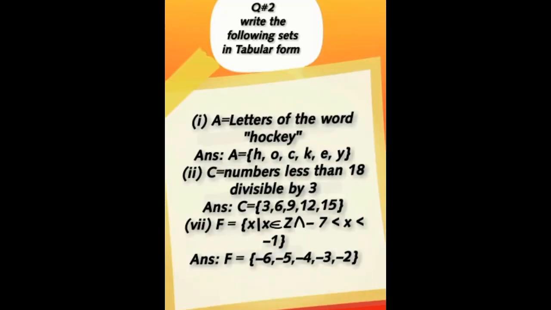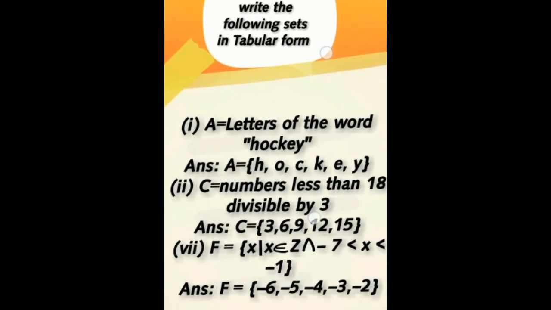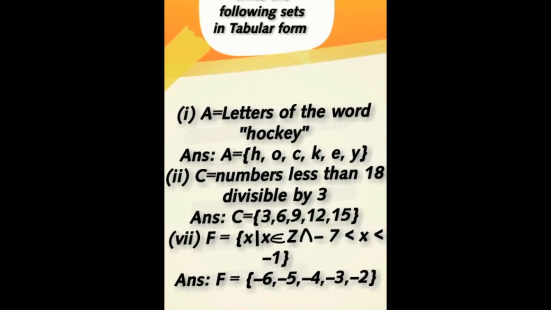Question number 2, write the following sets in tabular form. In tabular form, dear students, we list the elements, separate them with the help of commas and enclose them in curly brackets. The first part of the question is set A equals letters of the word HOCKEY. So its tabular form will be set A equals {H, O, C, K, E, Y} enclosed in curly brackets.